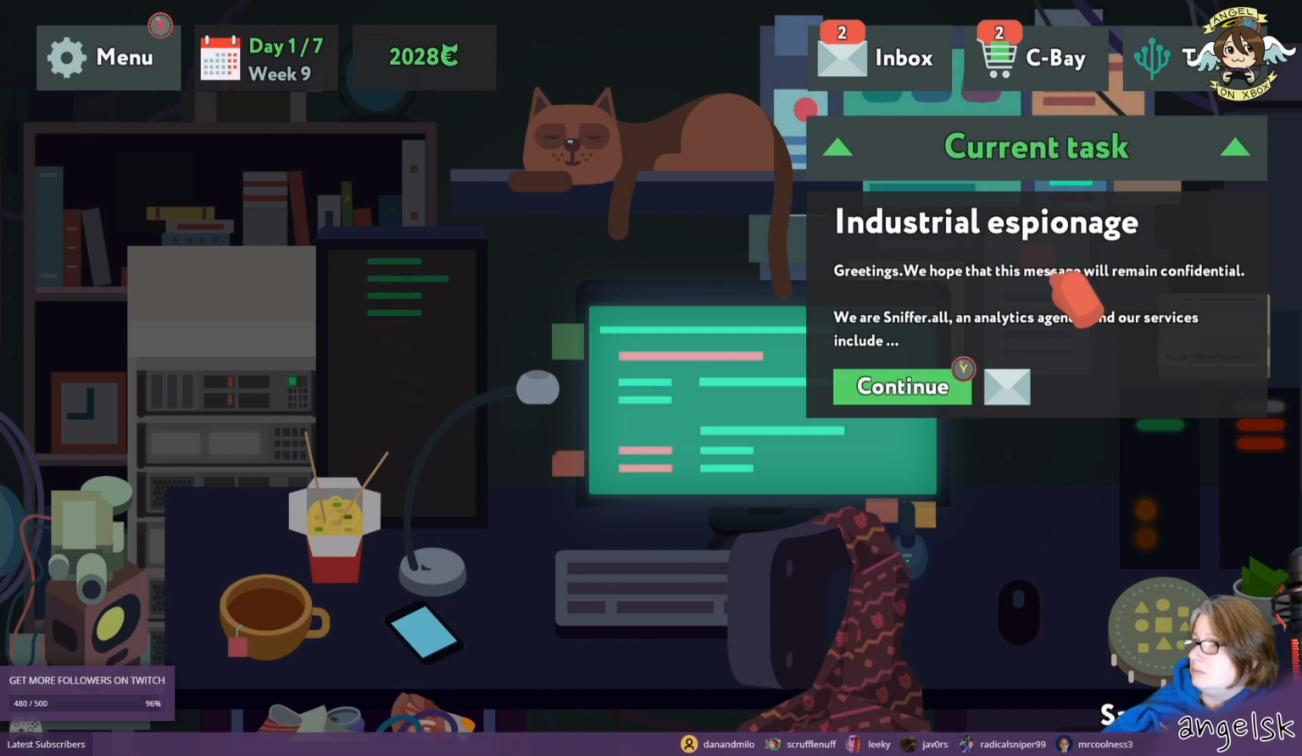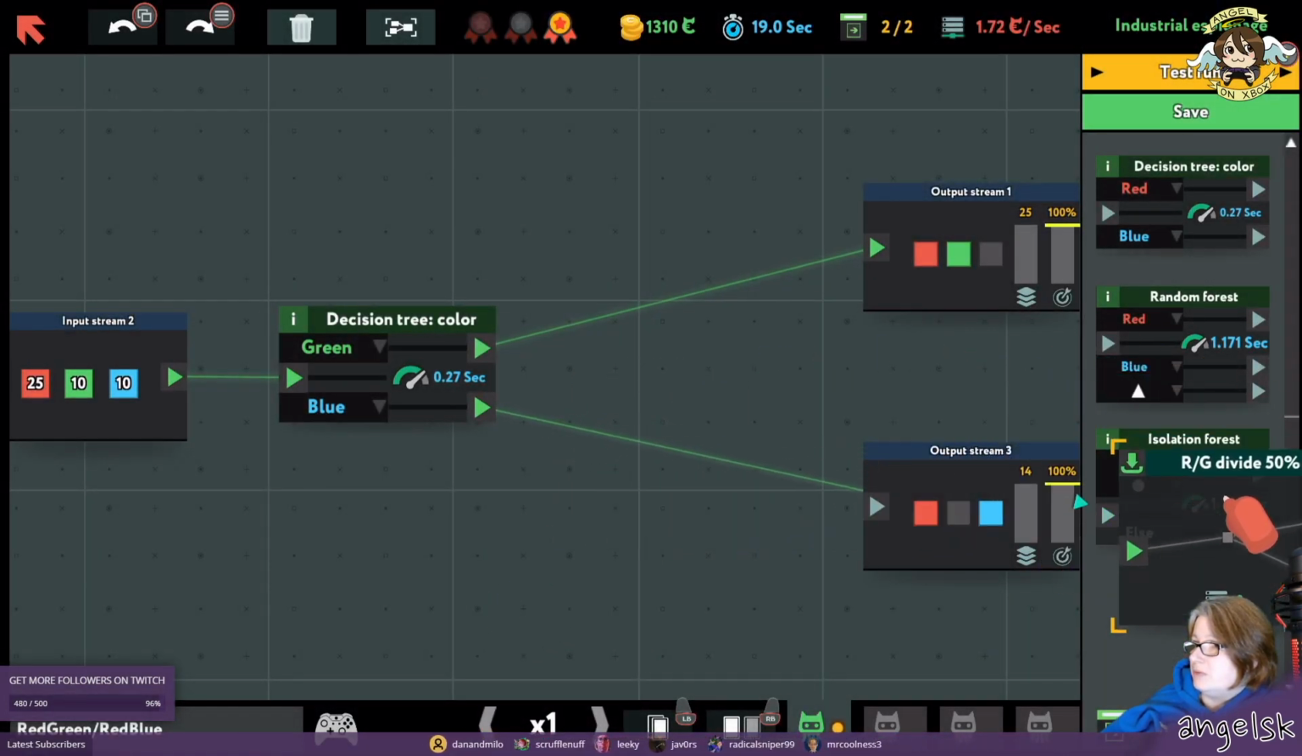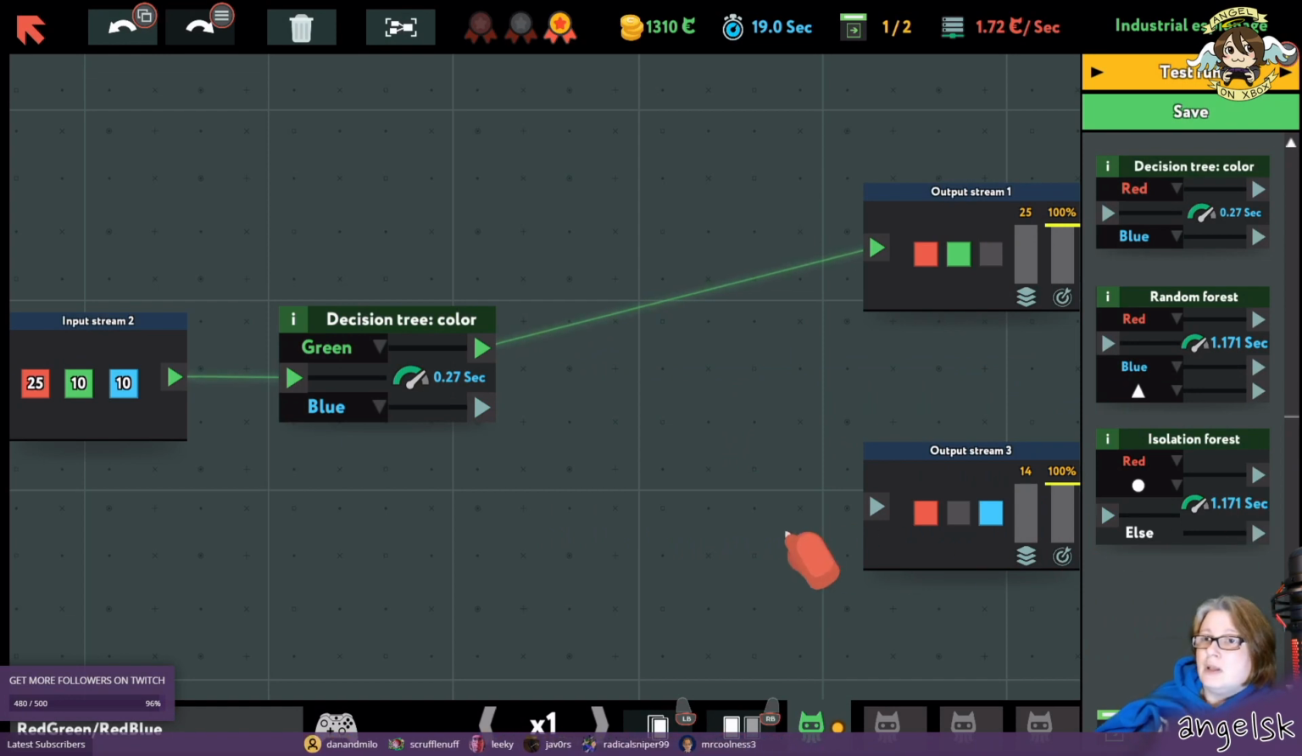Right. Not what I meant to do. I meant to remove that. Money out too. Nope, I want to do something else.